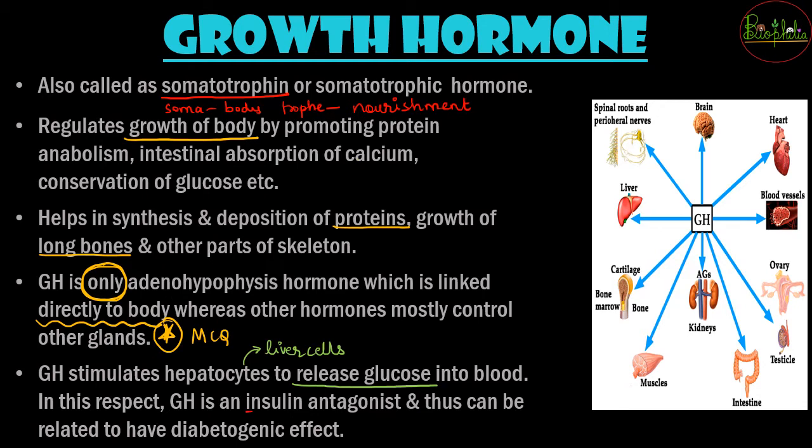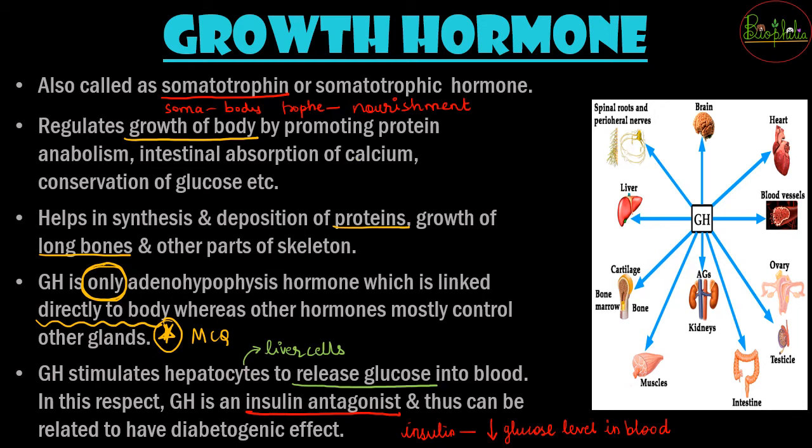It is an insulin antagonist. Why is it called an insulin antagonist? Because insulin जो hormone है, insulin क्या करता है? Insulin is going to act against the growth hormone because insulin is decreasing glucose level in blood. So insulin का काम होता है blood glucose level को कम करना, whereas growth hormone is going to be increasing the blood glucose level, and since it is having an opposite nature, growth hormone and insulin are called antagonist hormones, and this will be related to the diabetogenic effect.